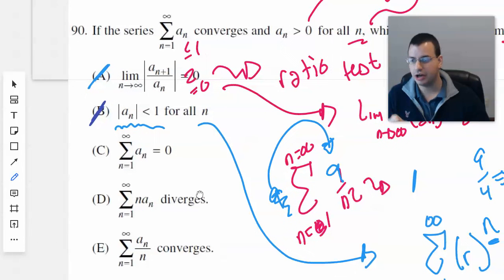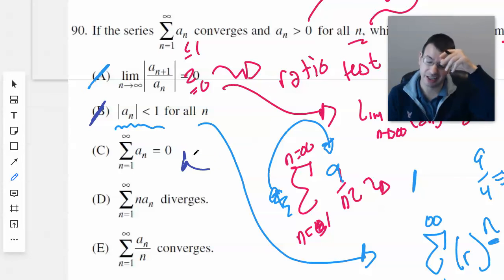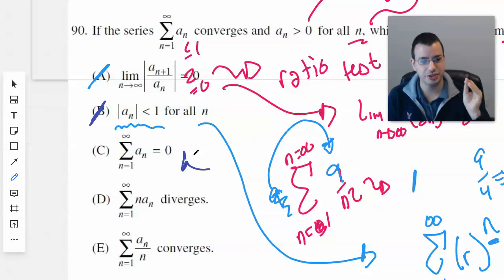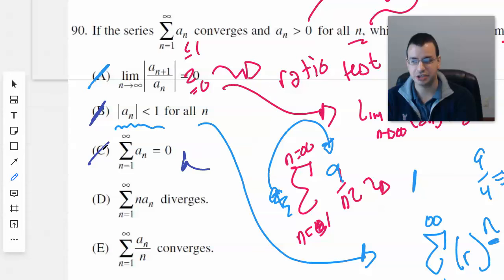The summation of all of them has to be 0. No, that's just not true. This is saying that the definition of convergence is that it goes to 0. Not true. Convergence just means it goes to a number, not infinity. So, nope, that's just not true.